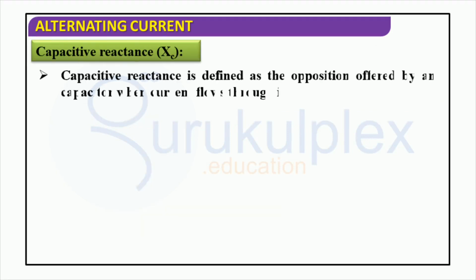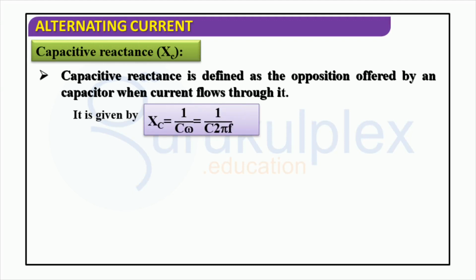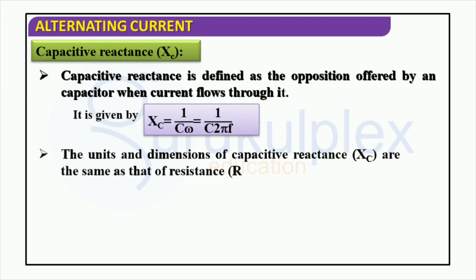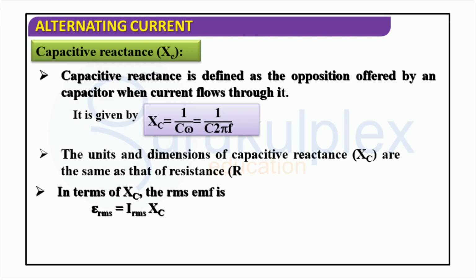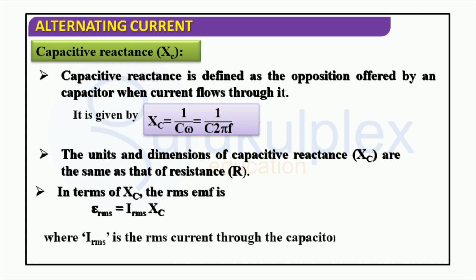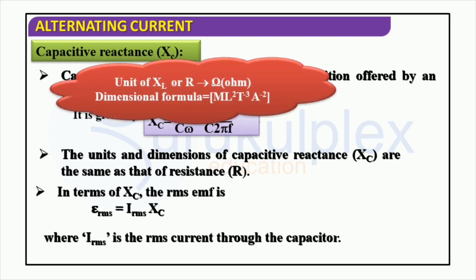This slide talks about capacitive reactance, a measure of the opposition offered by a capacitor when current flows through it. It is also important to note that its units and dimensions are the same as that of resistance. Additionally, the RMS EMF is equal to the RMS current through the capacitor multiplied by the capacitive reactance. Finally, the unit and dimensional formula is ML^2T^-3A^-2, which can be expressed in ohms.